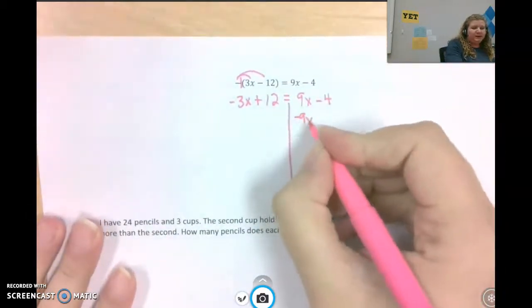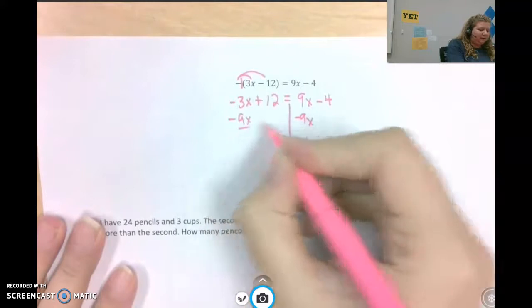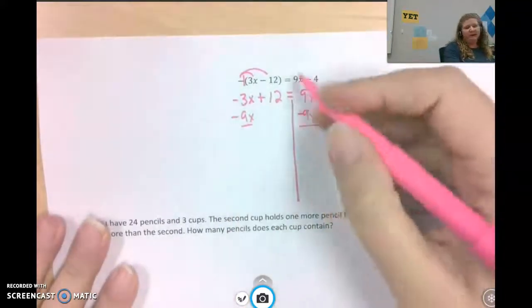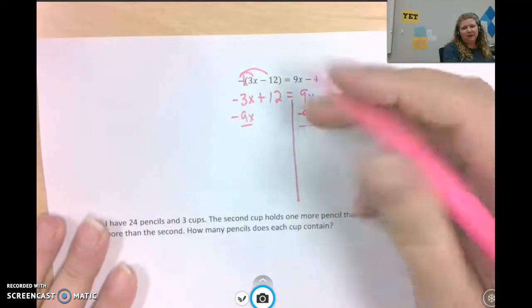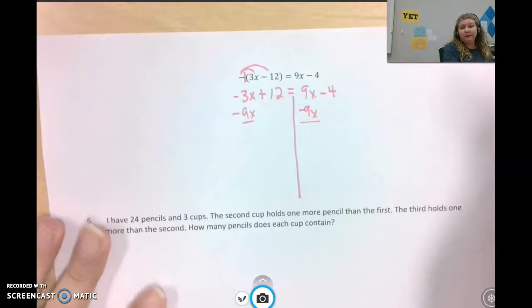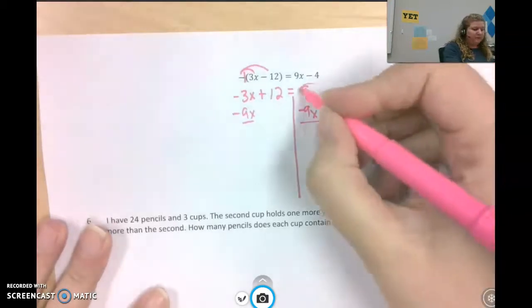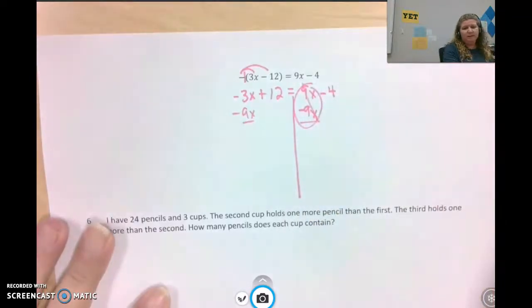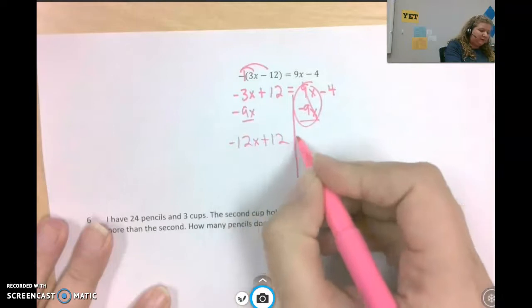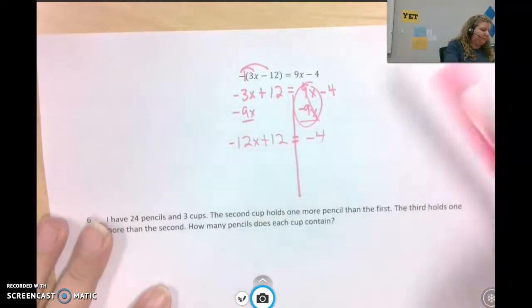Now I'm going to move all my variables to the same side. So I'm going to subtract 9x from each side, keeping in mind I do the same thing to each side of the equation. Again, that's why I draw this line, to remind myself there's two sides to the equation. And to keep it balanced, I need to do the same thing on each side. Okay, so 9 minus 9, 0. Negative 12x plus 12 equals negative 4.